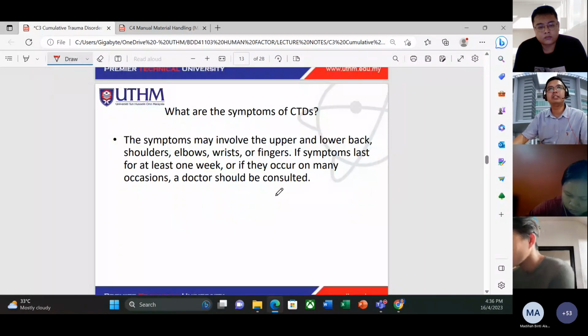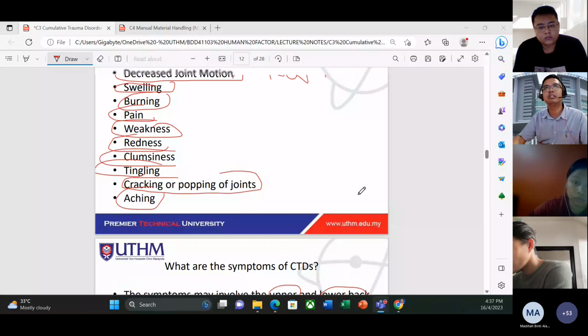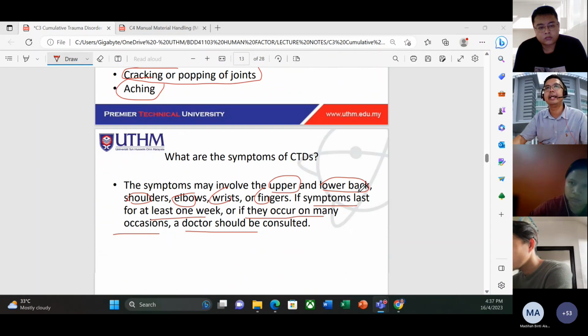And what are the symptoms of CTD? Symptoms may involve the upper and lower back, shoulder, elbow, wrist, or fingers. If the symptoms last for at least one week, or if they occur on many occasions, a doctor should be consulted. So you can see, if you have any pain here, any sign or symptom listed here, please see a doctor for further detailed assessment.